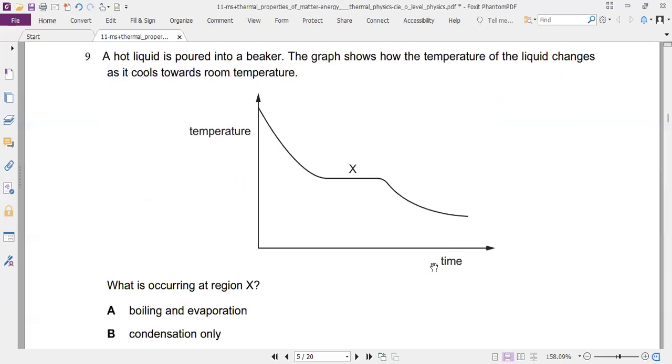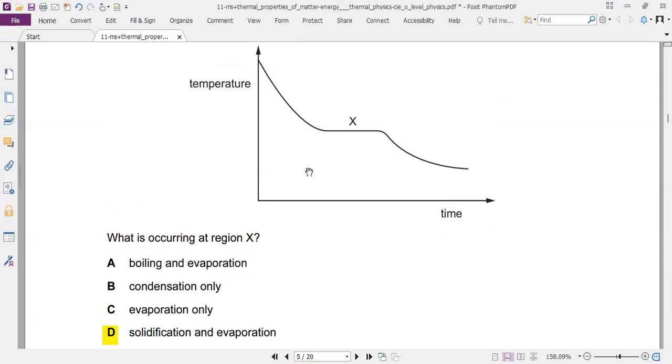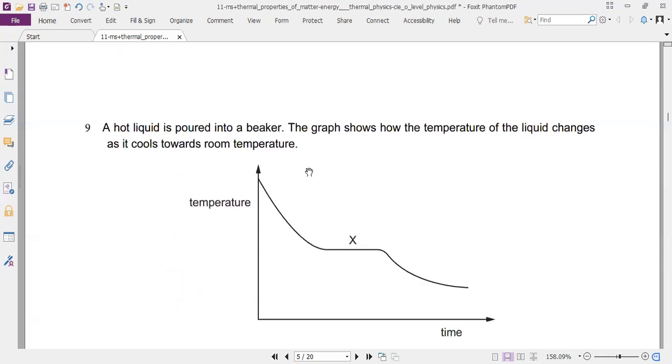What is happening at X? Well, the liquid is solidifying to become solid. And also it is evaporation. Evaporation is also taking place.